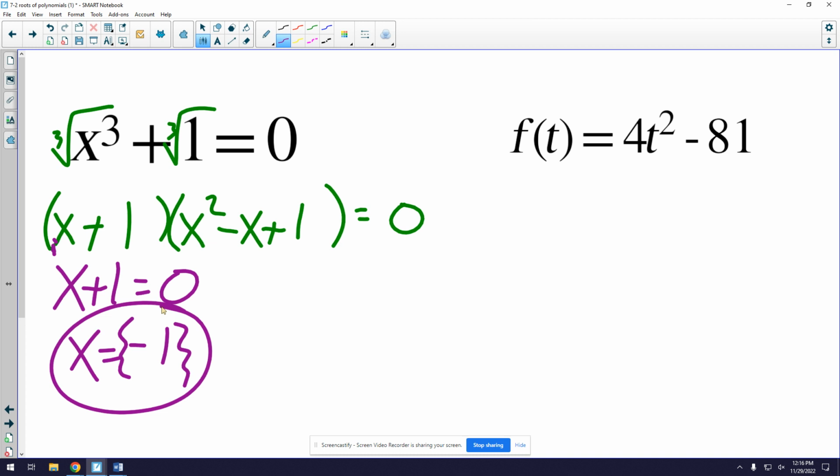F of t is just like 0. So you're going to replace the f of t with a big old 0. 4t squared minus 81 does not have any GCFs. It's not a trinomial. It is a difference of squares.